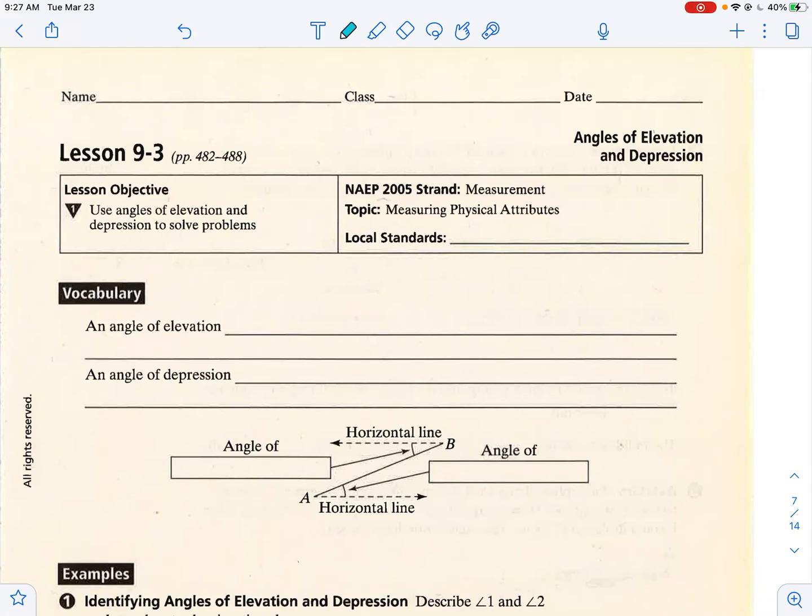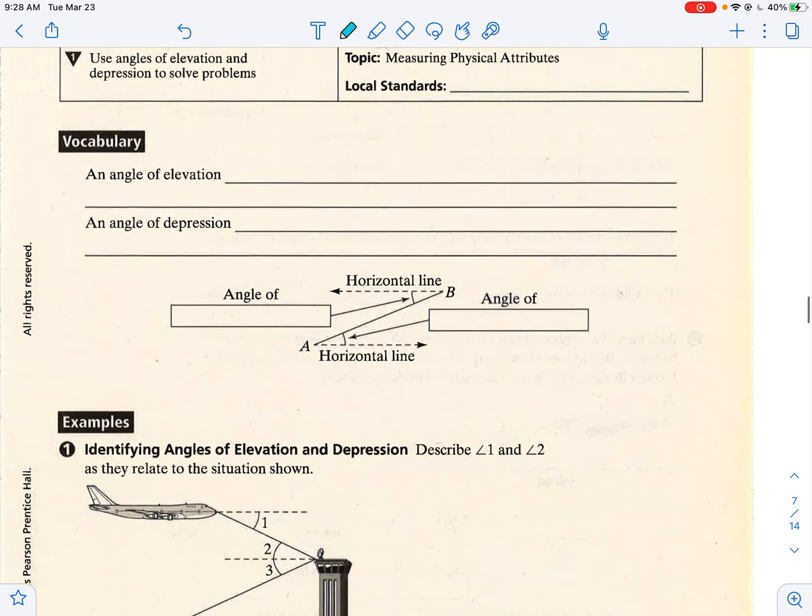Okay, 9.3 is about angles of elevation and depression, and our objective is to use angles of elevation and depression to solve problems. So first we need to know what those are. An angle of elevation is an upwards angle from a horizontal line. So in a lot of these problems, that horizontal line is our line of sight, and then there's an angle up to something in the sky.